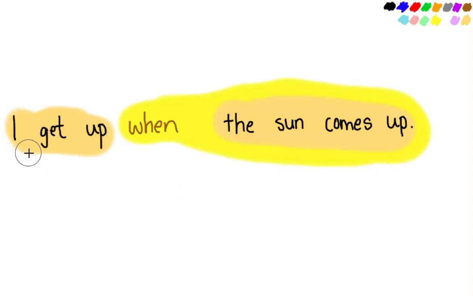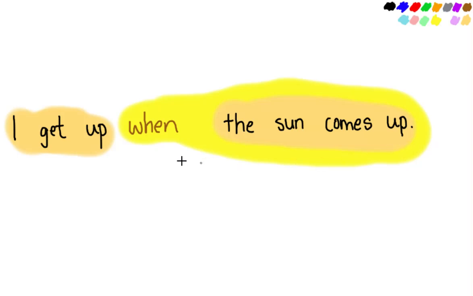So the main clause, I get up, there's no subordinator there, it's just I get up. But the second clause is introduced by this word when. So everything that follows when the sun comes up is this subordinate clause. Is there a comma? Well, the answer is no. I get up when the sun comes up.